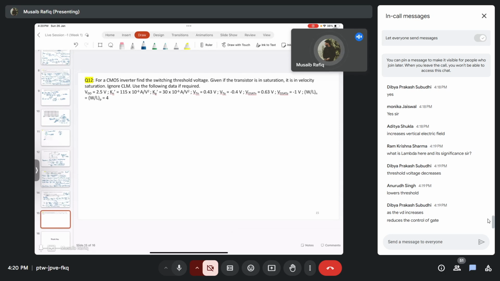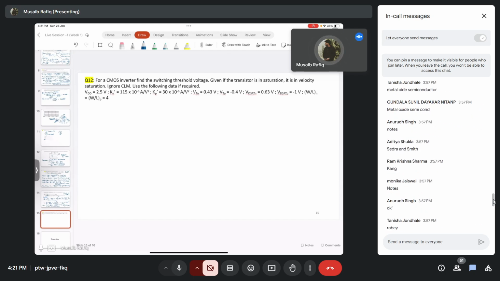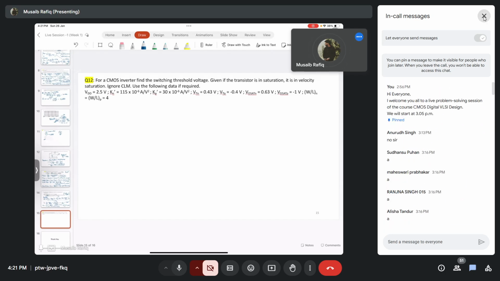And one more thing, one of the students asked me, can you please share the PDF after class? So the PDF, PPT, and the lecture recording will all be shared in a weekly log sheet, and the weekly log sheet will be shared on the SWAYAM portal by the NPTEL team. I don't have access to that, but I think it will be shared within 2 or 3 days.